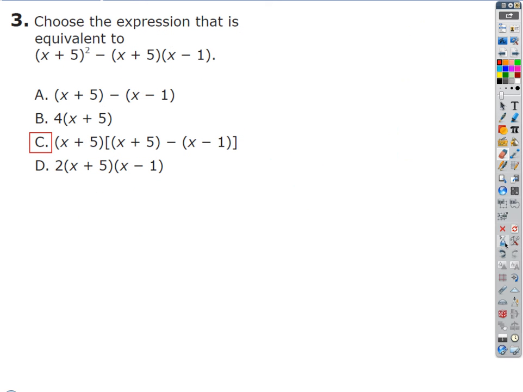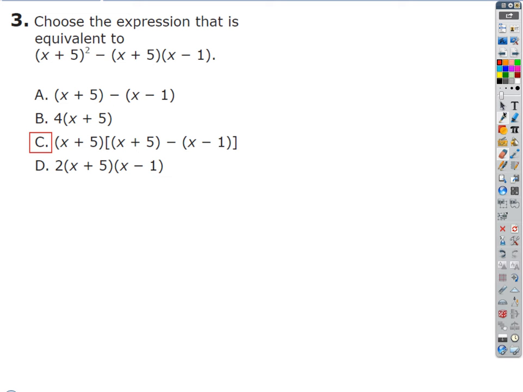One thing you could do is you might recognize that I've got a common factor here of x plus 5 that I could undistribute from those two terms, which would leave me with an x plus 5 times the 1 minus an x minus 1. Maybe you see that, but here's the great trick.